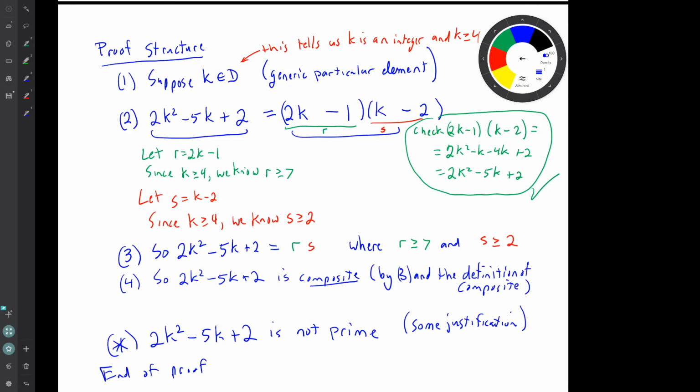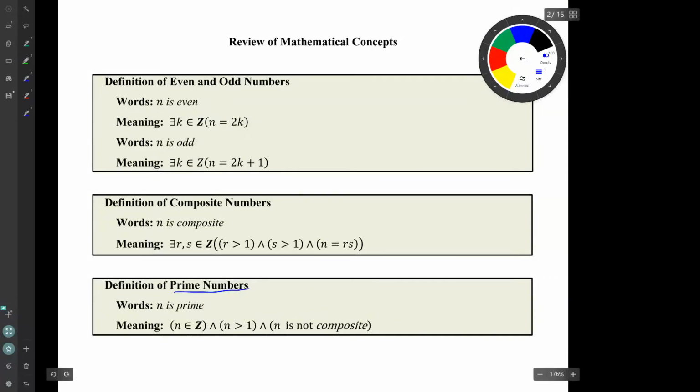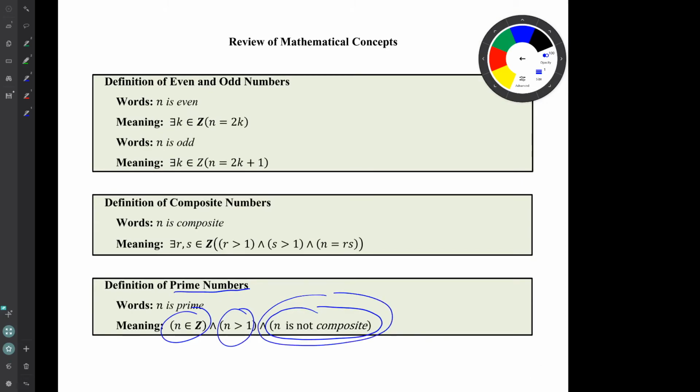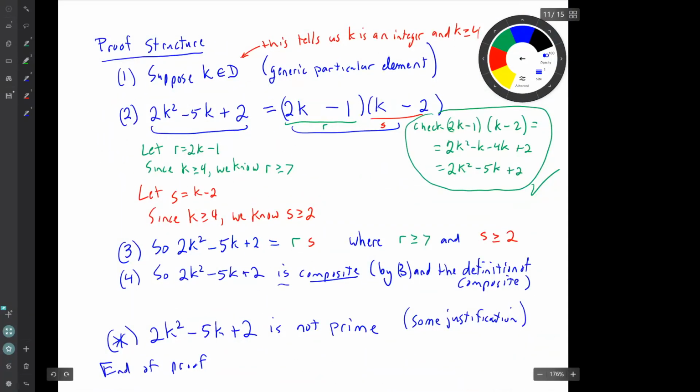Now, since that quantity is composite, we can say that it is not prime. Why? Well, let's go back up and look again at the definition of prime. For a number to be prime, it's got to satisfy all these things. In particular, the number has to not be composite. We just showed that our number is composite. Since our number is composite, that means it cannot be prime, and that's by definition of prime. So this last statement of the proof is statement 5, and the justification for statement 5 is by statement 4 and the definition of prime.